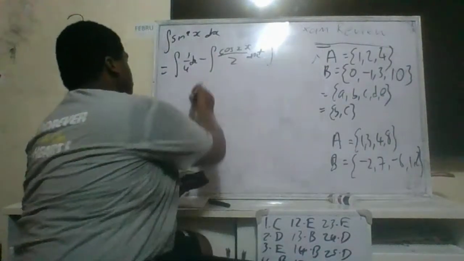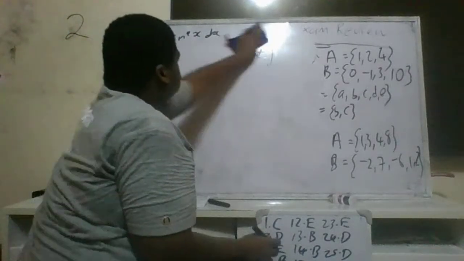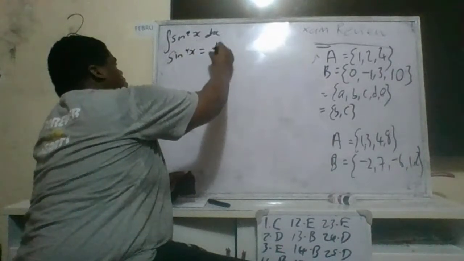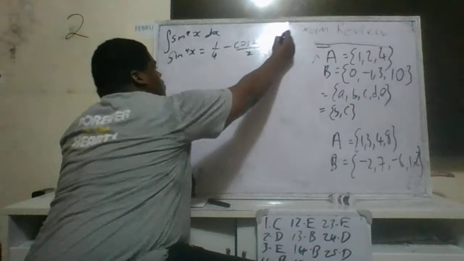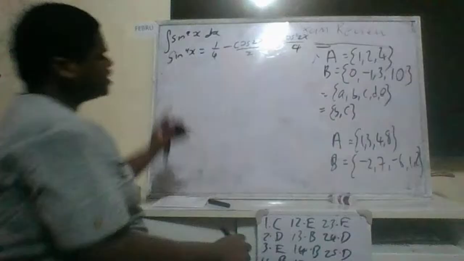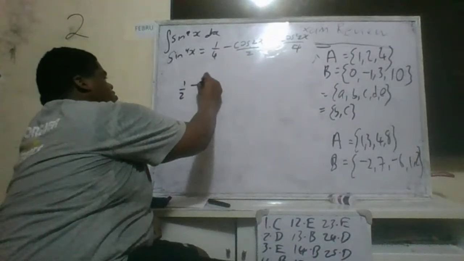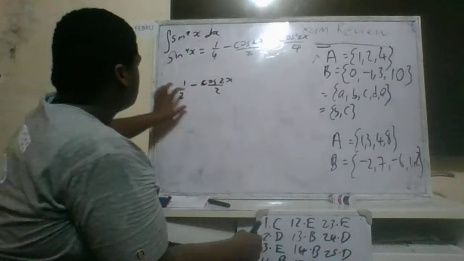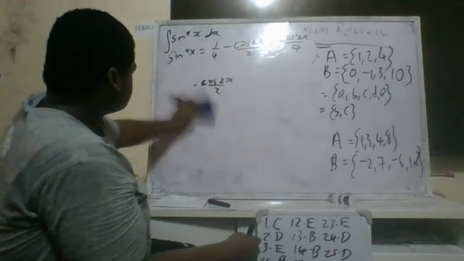Let me write it down. I'm coming. Let me write it down here. I think this was the same thing I got last time, but let me cross check. 1 over 2 minus cos 2x over 2 all square. That is 1 over 4 minus 2x, plus cos square, yes.